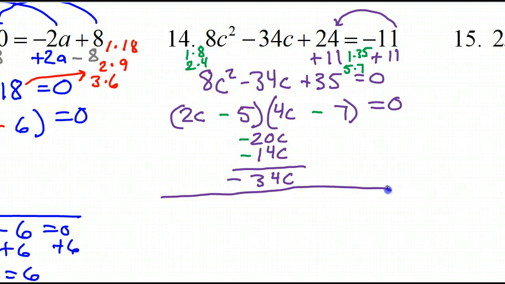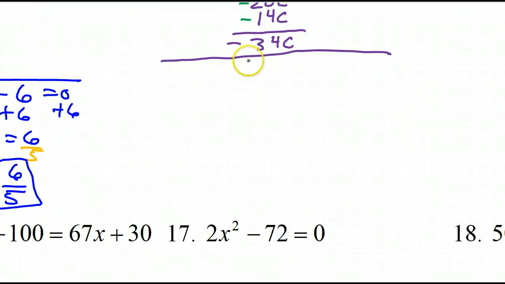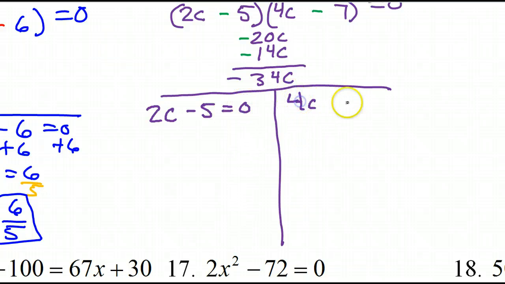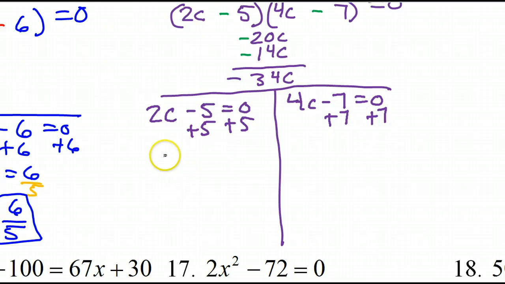Alright, so we factored it. Time for the zero product property. I guess I scrolled too far down. Okay, so we will do 2C minus 5 equals 0, and 4C minus 7 equals 0. So if I add 5 to both sides and add 7 to both sides, that's going to give me 2C is equal to 5 and 4C is equal to 7.